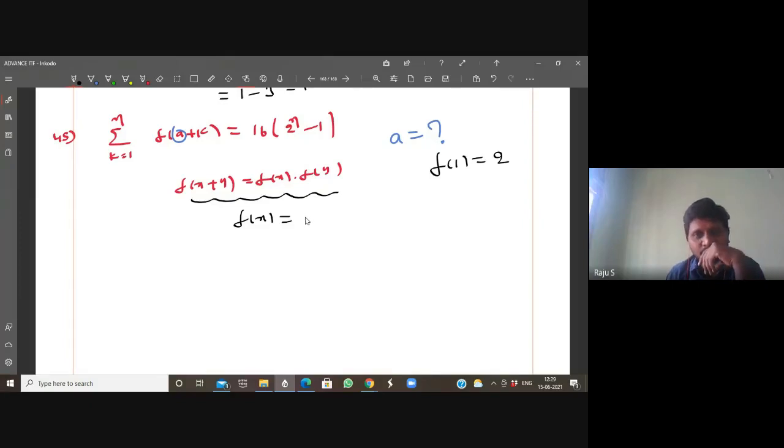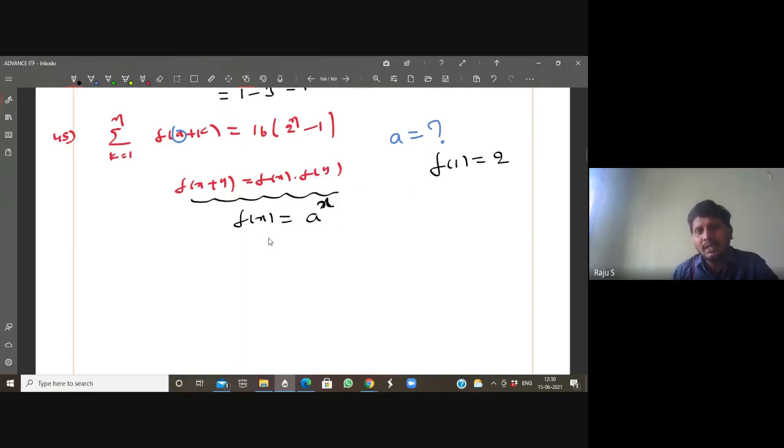Anyone? a power x. a power x can satisfy this condition.